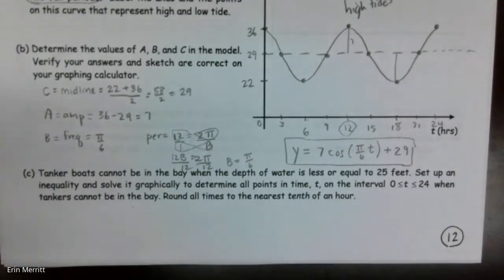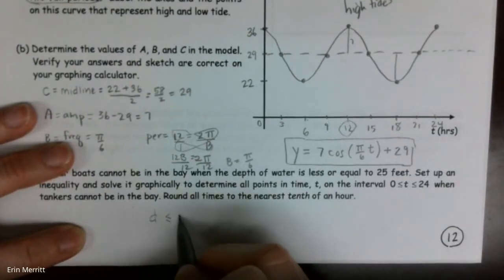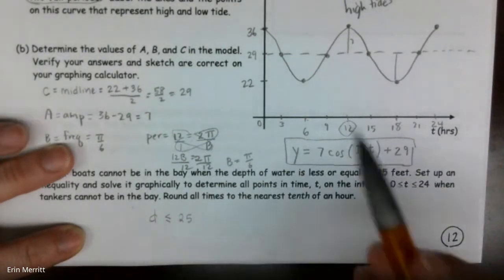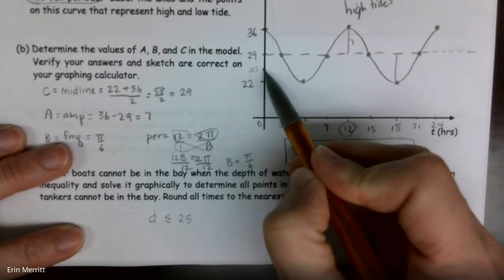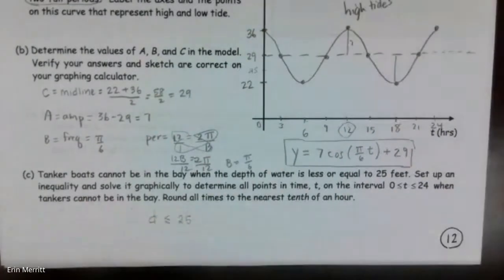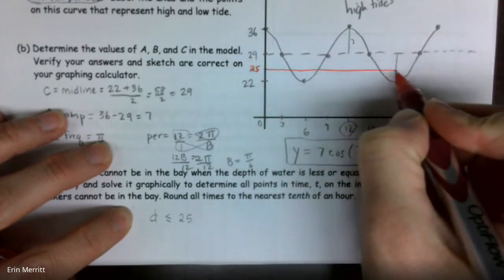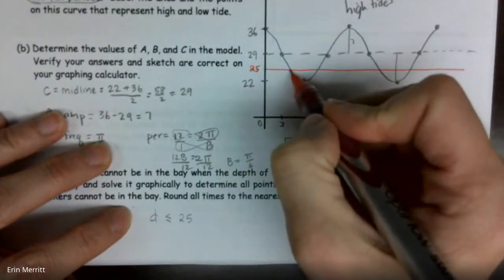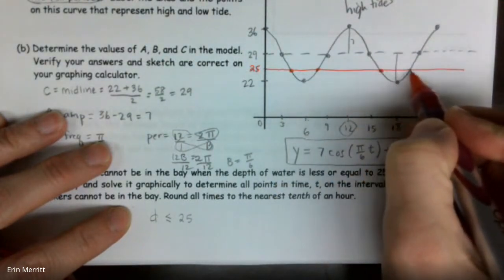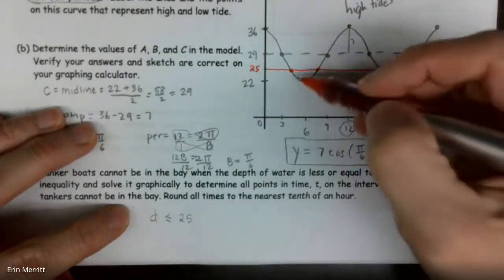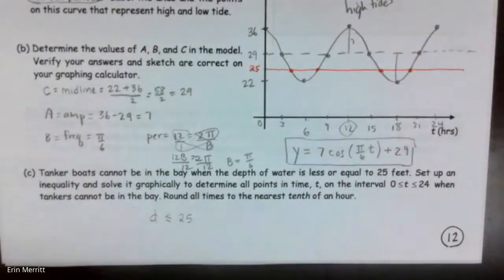All right, so what we're looking at is they can't be in the bay when the depth of the water is less than or equal to 25 feet. Now graphically, if we come on up here, 25 would be about here, let's say. And if I draw in, I'll use my red pen here, 25, we're looking at what is the time frame from here to here, because that's when the tanker can't be in the bay. And what's the time frame from here to here, because that's when it can't be in the bay. Now I can approximate and say somewhere between 4 and 7 hours, but we want to be a little bit more exact.